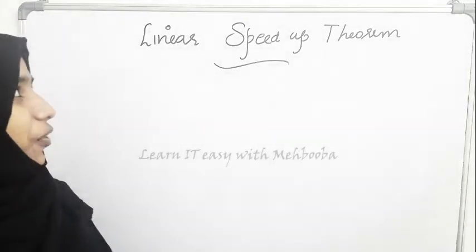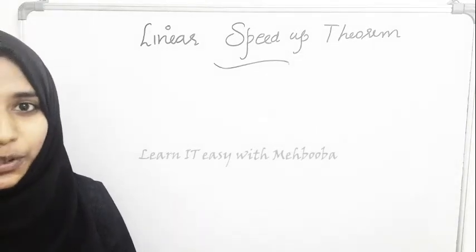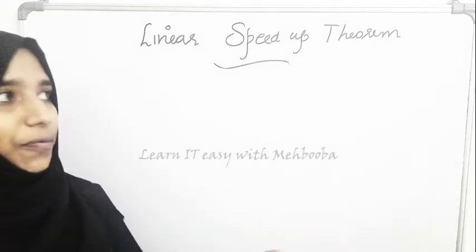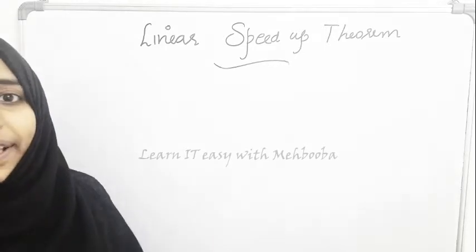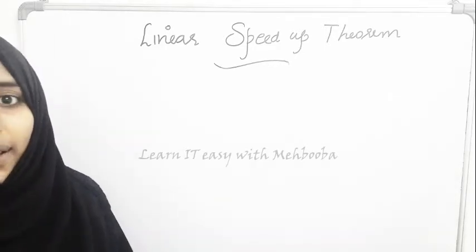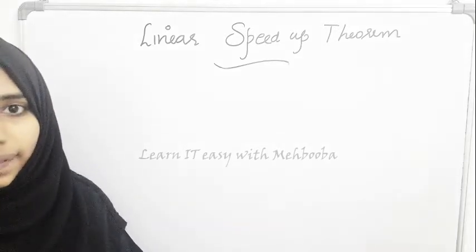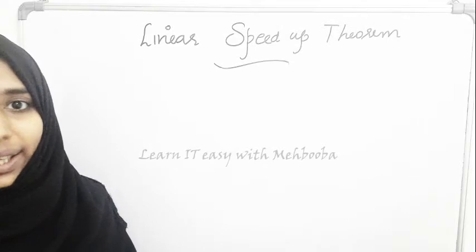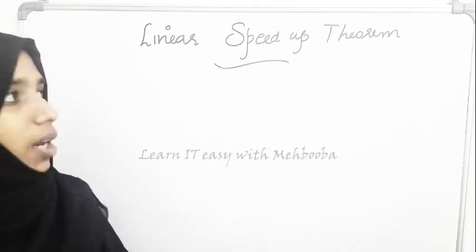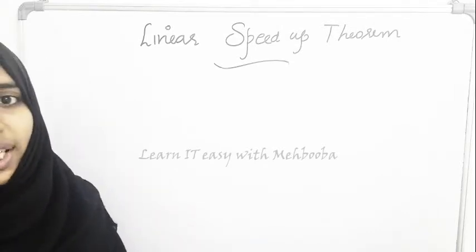Hello all, in this video we will see the linear speed up theorem. The relevance of the linear speed up theorem is that it says that the speed of a Turing machine can be improved by condensing the characters into some k tuples. I'll show how exactly it works. Before that, let me give you the statement.